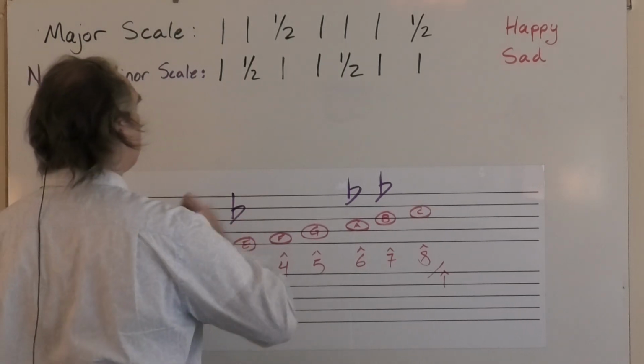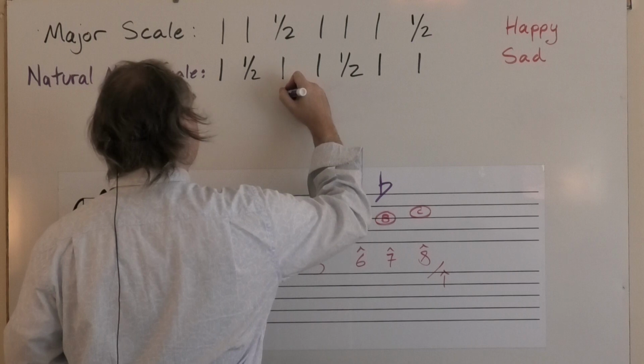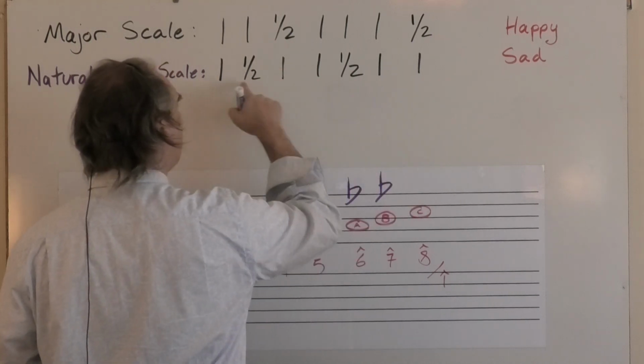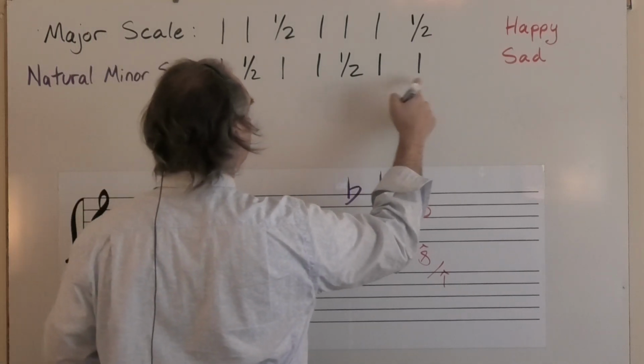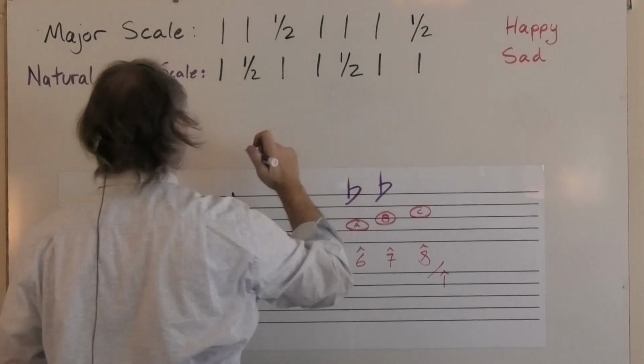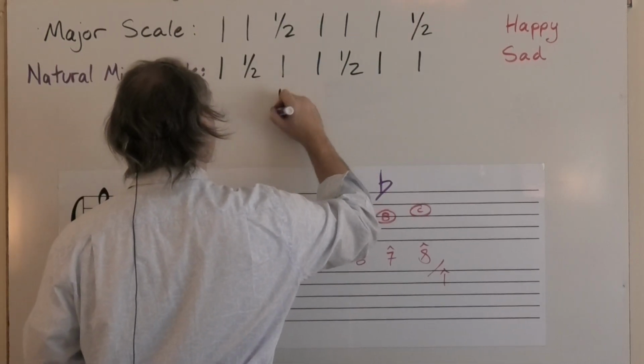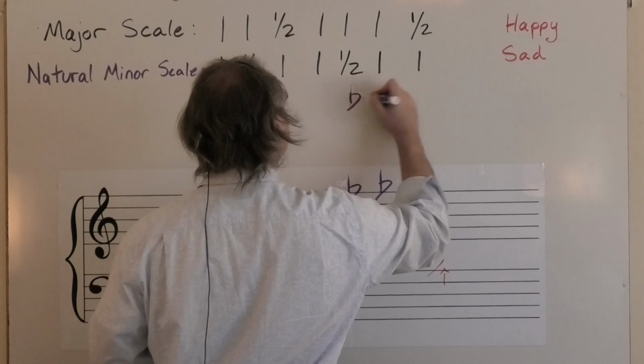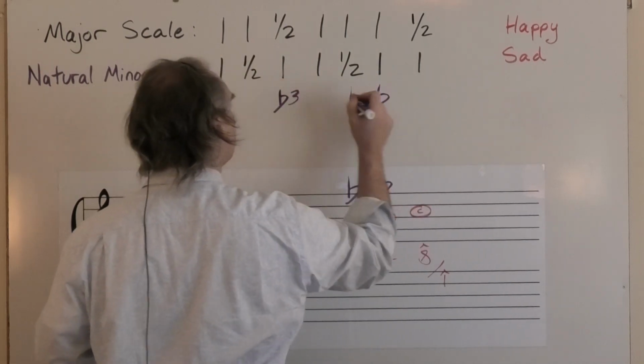So a natural minor scale can be defined as whole step, half step, whole step, whole step, half step, whole step, whole step, or we could just call it a major scale with flat 3, flat 6, flat 7.